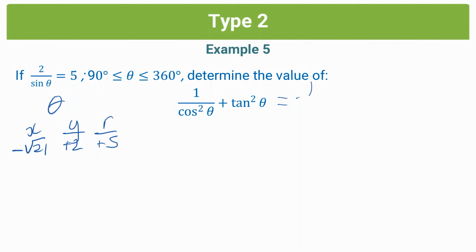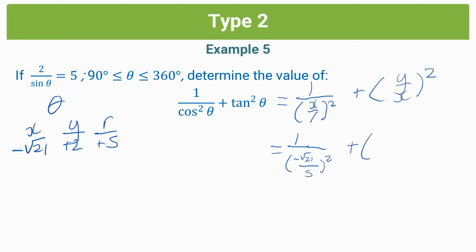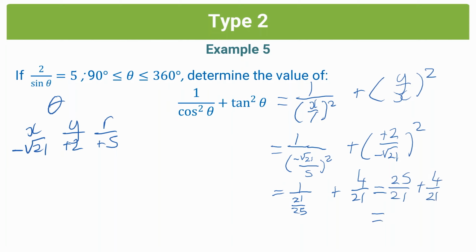So we can put in our definitions here and substitute in. We know the definition of cos is x over r, and tan is y over x. And in this case, both of these are squared. So we can substitute in here. That's going to be 1 over negative root 21 over 5 squared plus 2 over negative root 21, all of that squared. So let's go ahead and simplify. That's 1 over positive 21 over 25 plus 4 over positive 21. We can simplify and say that's going to be 25 over 21 plus 4 over 21. And our final answer is going to be 29 over 21. And if you wanted to, you could write that as a mixed fraction, which would be 1 and 8 over 21. And that concludes our easy examples.